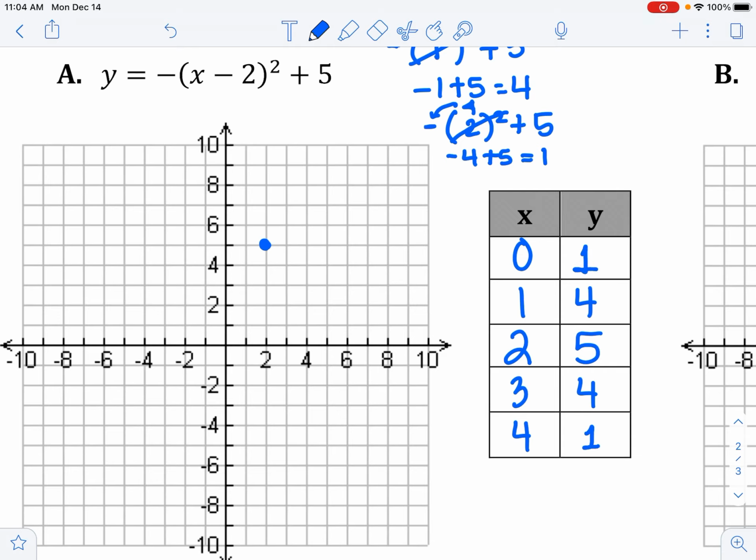All right, now I can graph these points. I'm going to graph the point 3, 4, 1, 4, 0, 1, and 4, 1. This is my downward facing parabola.